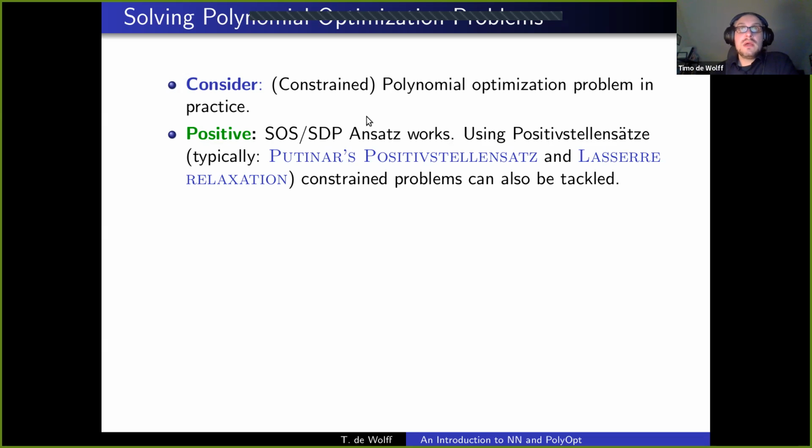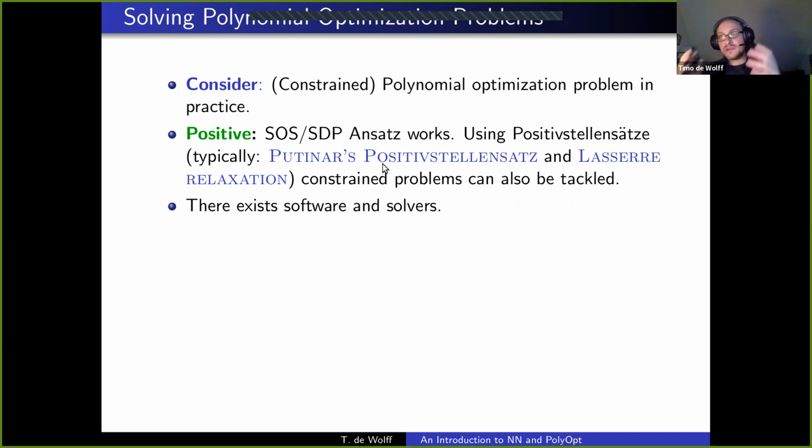So you can exploit something called the Positivstellensatz, which I don't want to talk about today, in order to get the constraints on board. And then there is a very nice approach called Lasserre relaxation, which often, and under mild conditions, gives you a converging hierarchy of lower bounds of non-negativity to solve constrained polynomial optimization problems.